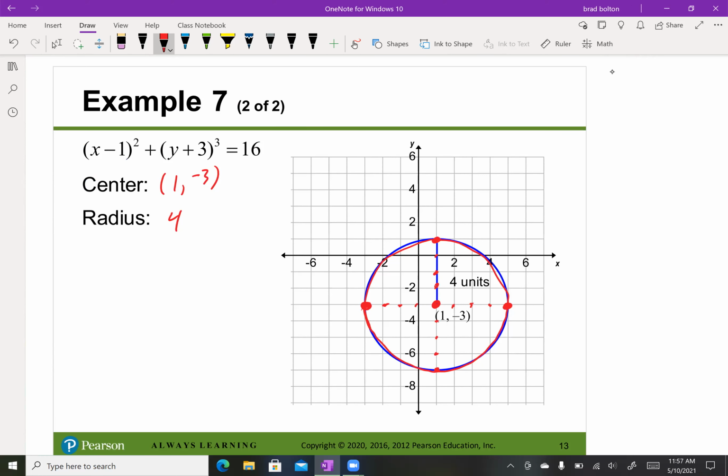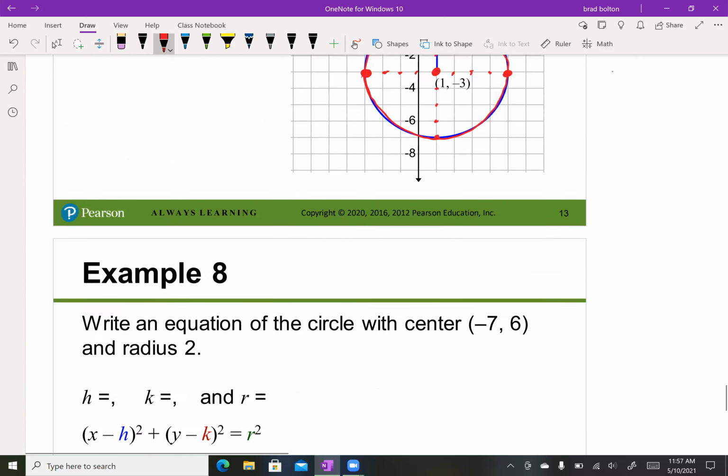Okay, so it works. Completing the square gives us the standard form of a circle. This is what we want. We want it to look like this, because if it's in this form, we can very quickly find the center and the radius.